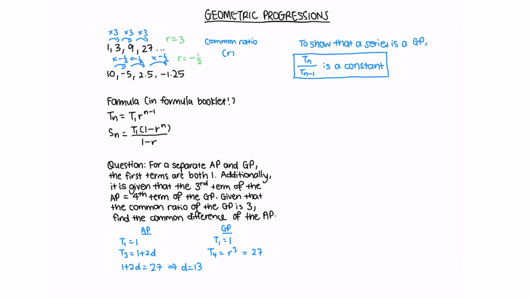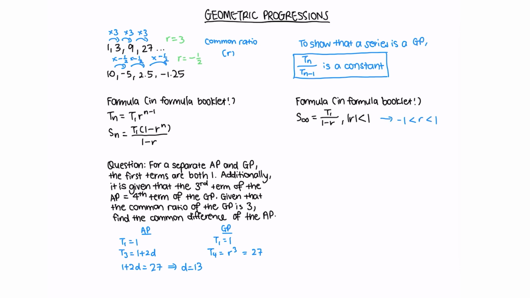Now similarly, if we want to show that a series is a GP, we need to show that Tn over Tn minus 1 is constant. So why is this so? We want T2 over T1 equals T3 over T2 equals and so on. All of this will be equal to the common ratio. We want the ratio of this over this over this to all be the same. We want the common ratio to be the same. That's why we are showing that Tn over Tn minus 1 is a constant, and this constant is just equal to R.